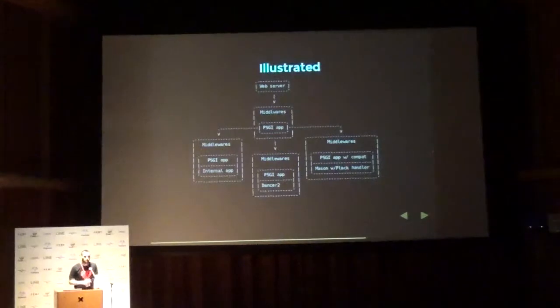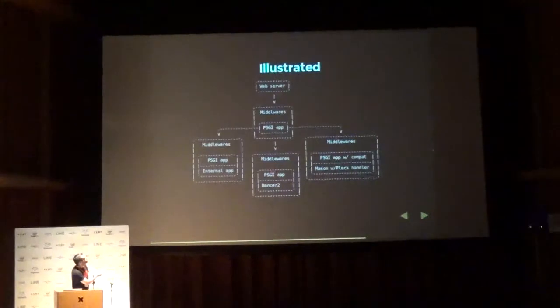This is an illustration. We have our web server. This is a simplified illustration. We have our web server, which leads to our PSGI app, which we wrap with middlewares. And that PSGI app leads to additional apps. The app could be written with Mason. We will use a Plack handler. We will add a layer of compatibility with PSGI for Mason. And we can, if we want, wrap it with more middlewares.